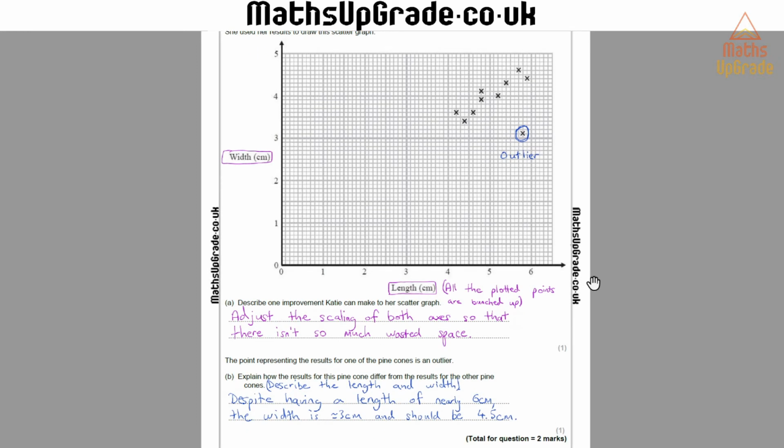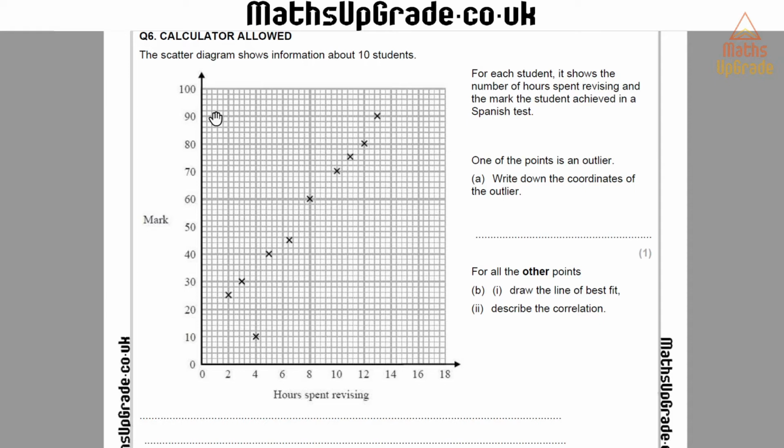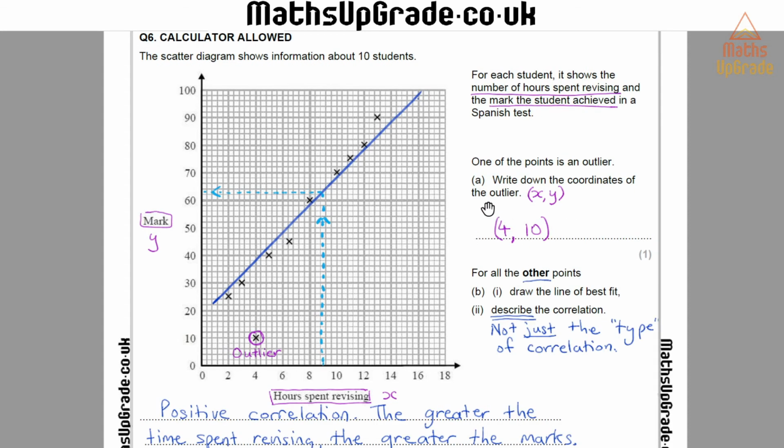And that's 2 marks. Question 6, we're given a scatter diagram for information about 10 students. It shows the number of hours spent revising and the number of marks they achieved in a test. One of the points is an outlier. Write down the coordinates of the outlier for 1 mark. So this clearly here is the outlier. So the coordinate is going to be across and then up, so it's (4, 10). So there's the coordinate there.